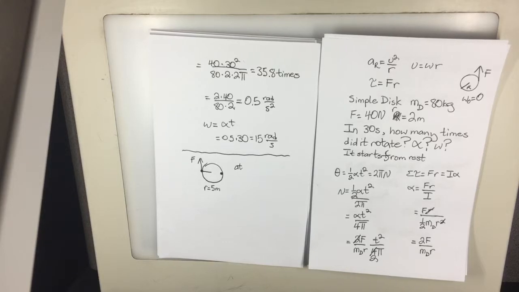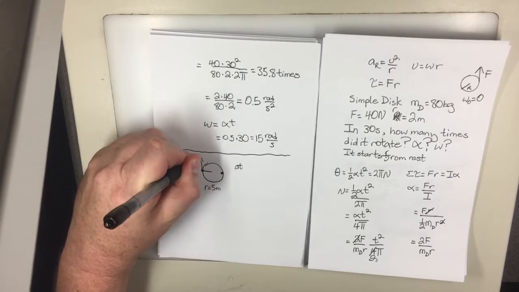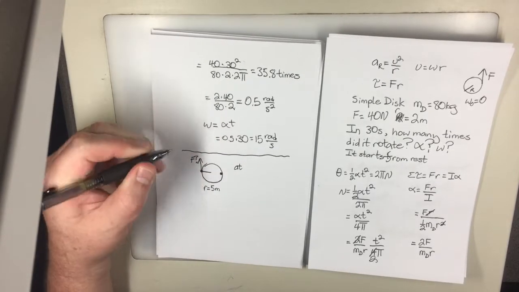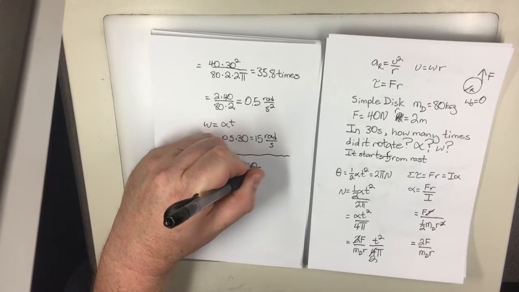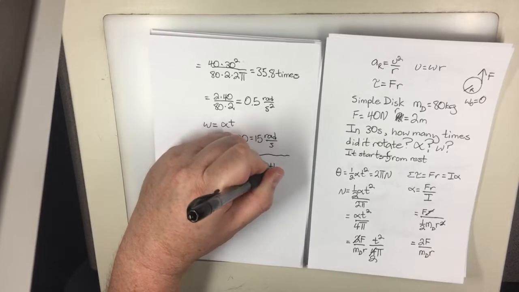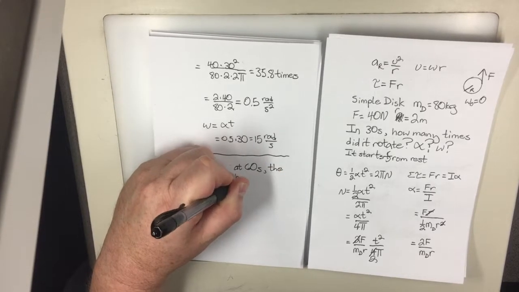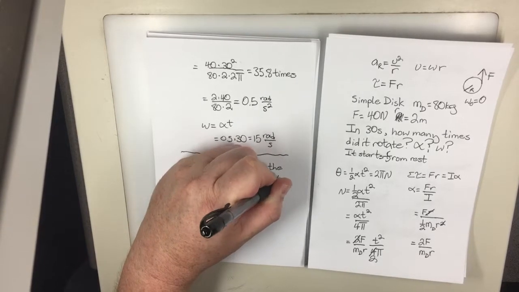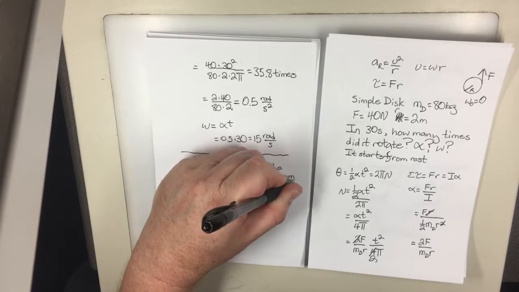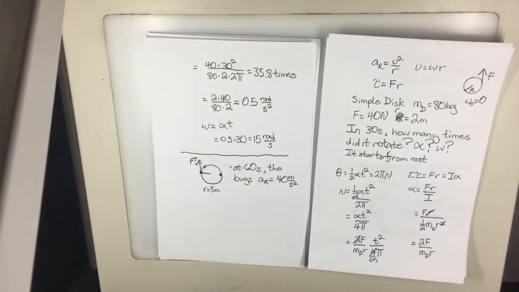So we have a bug on a disk. That disk is going to rotate from scratch, from nothing. I want to know what's the force of the rocket engine at 60 seconds. The bug's radial acceleration is equal to 40 meters per second per second. That the bug has a radial acceleration of 4 Gs, effectively.